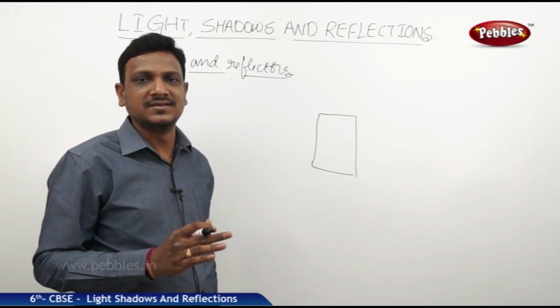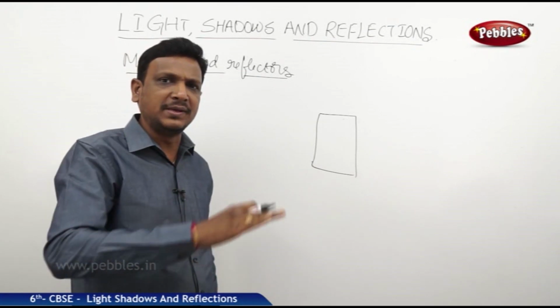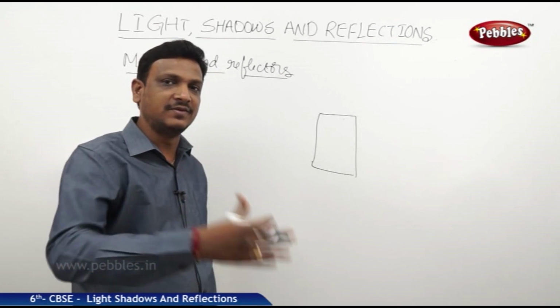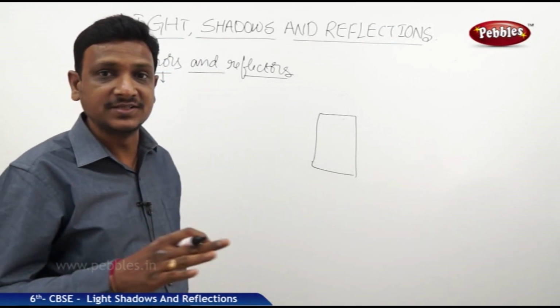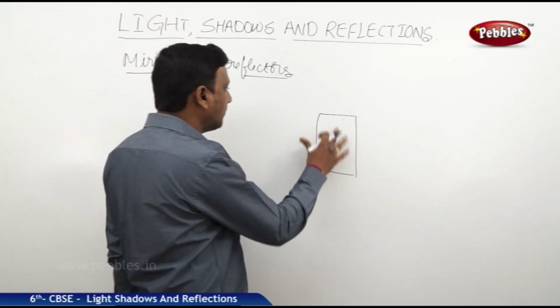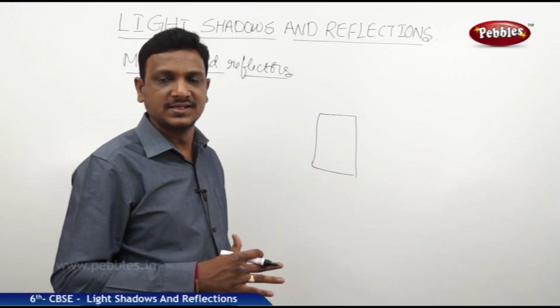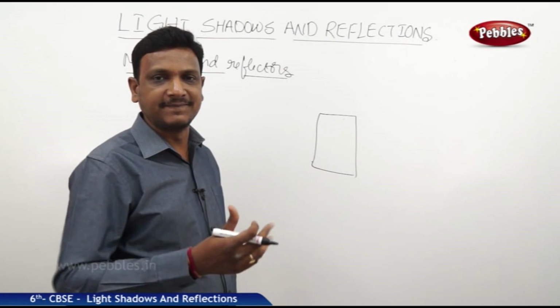In only some cases, when the surface is very plain, then the whole light is reflected. Whatever light is falling will be reflected when the surface is very plain. So likewise here we have a mirror, such a very plain surface. When light falls on that, it gets reflected.